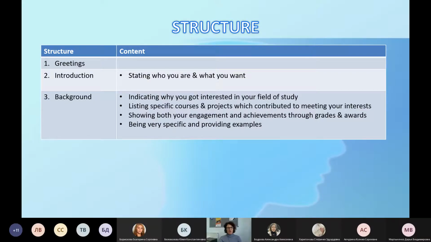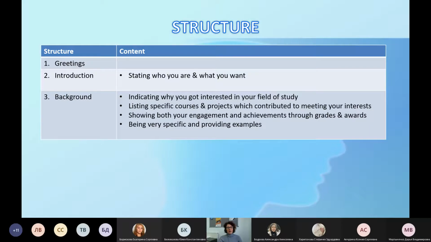At this point, you indicate why you got interested in your field of study. You have to show that you're engaged and you're interested. You have to list specific courses, projects, which contributed to meeting your interests. That is in your program, right? Like, for example, if you say that you're interested in marketing, then you say that I was specifically interested in digital marketing, and that's why I took 3 courses in digital marketing, and I also did a research project in this area.